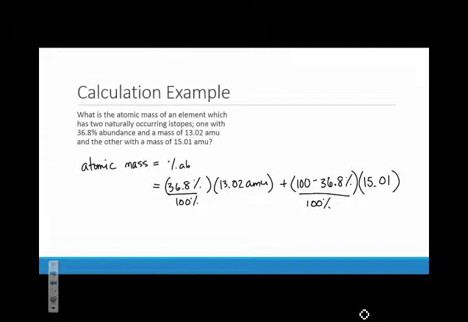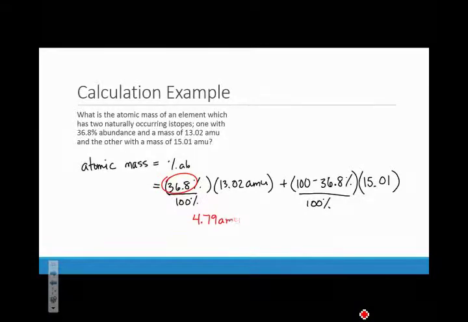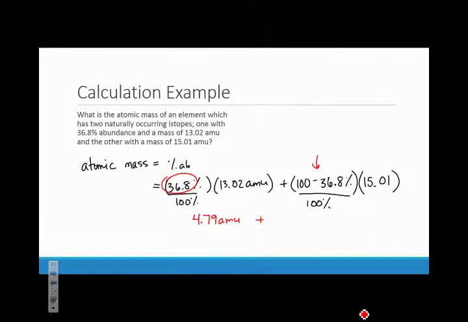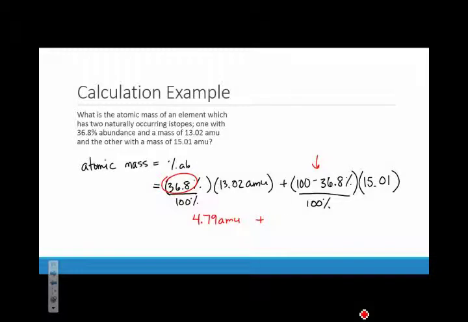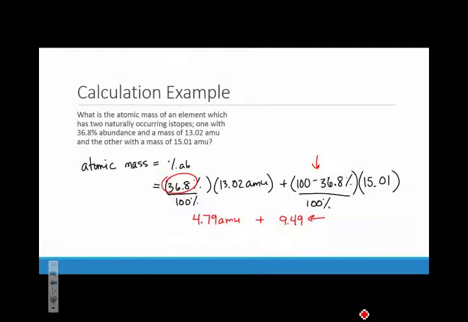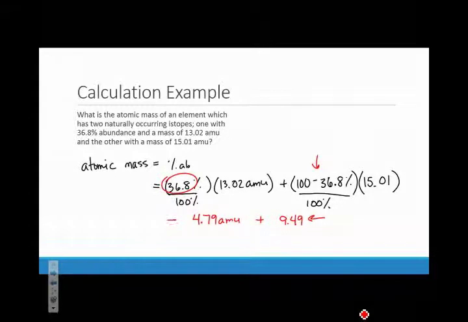If I take my 36.8 divided by 100% and multiply it by 13.02, my smallest number of significant figures comes from the 36.8. And so my answer from this is 4.79 AMU. And I'm adding that to this number over here, which also came up with three significant figures, 9.49. Notice how this isotope was more abundant, so I end up with a larger number, which is going to be a greater contributor to the overall average atomic mass, hence the term weighted average.